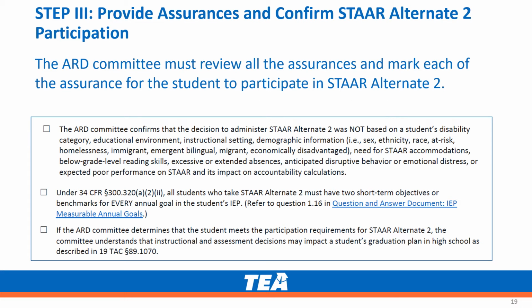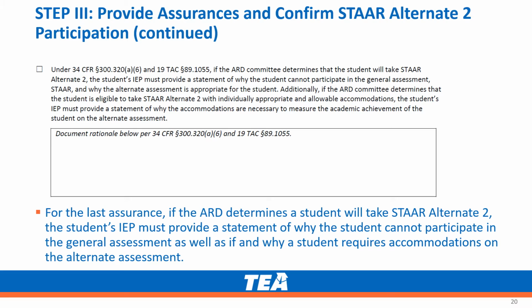Take a moment to read the first 3 assurances. The last assurance will be shown on the next slide. The ARD committee must review all the assurances and mark each of the assurances for the student to participate in STAAR Alternate 2. Take a moment to read the last assurance.